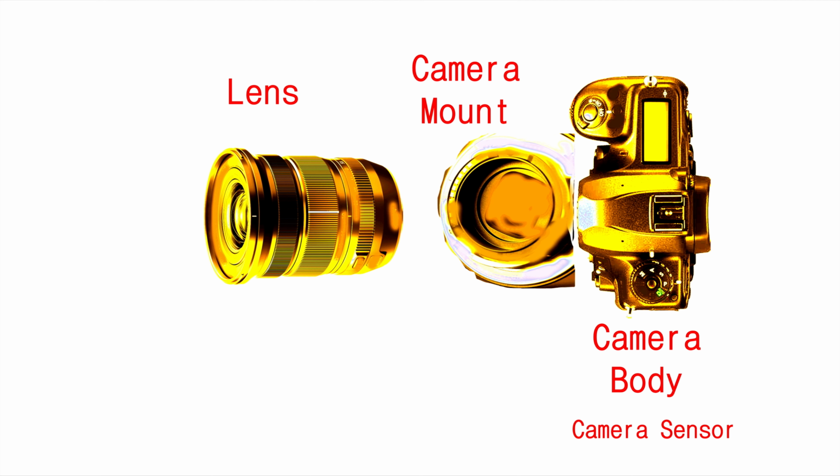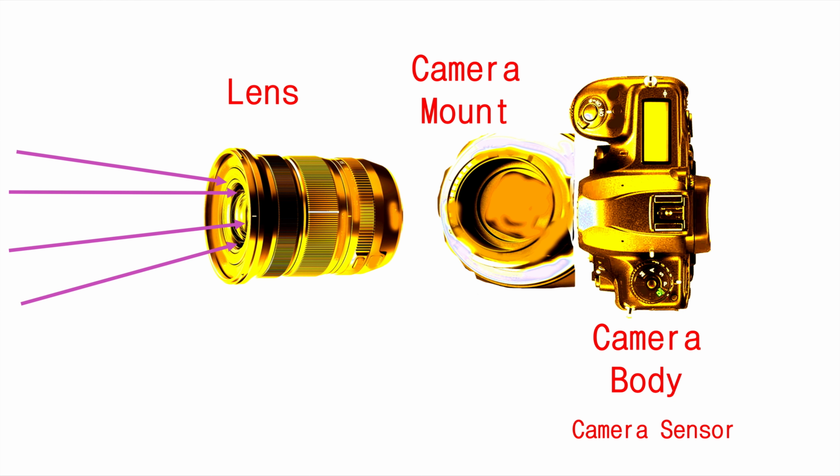Typically, there are two types, one with interchangeable lens and the other with fixed lens. Fixed lens cameras, as the name suggests, the lens cannot be changed. When light hits the lens, it passes the light onto the sensor, thus enabling the camera body to capture the image.